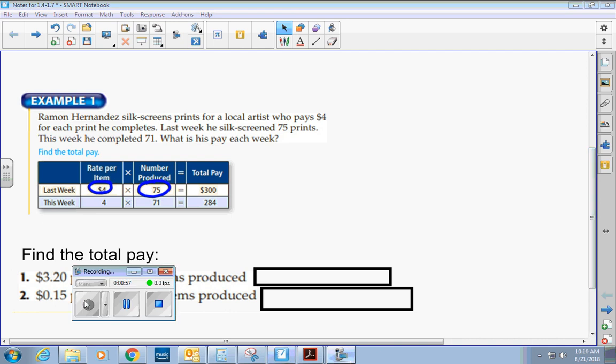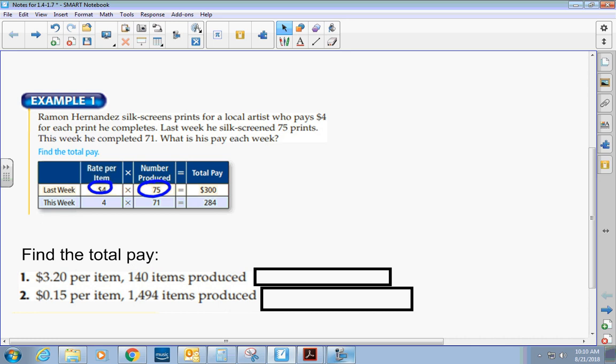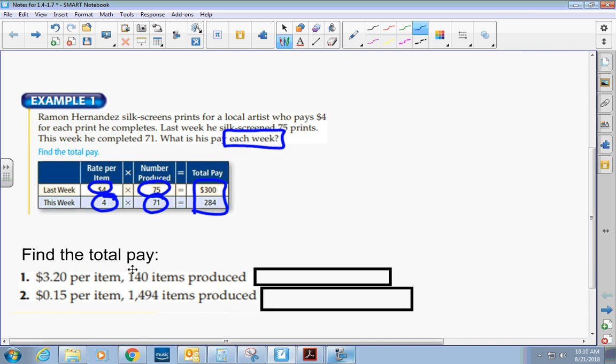Okay, so for the second week, he still gets $4 per item. He makes 71 items, so he makes $284. It just wanted the pay each week. I wouldn't put it past them to ask you to add the 2 weeks together and find the total pay for the 2 weeks.